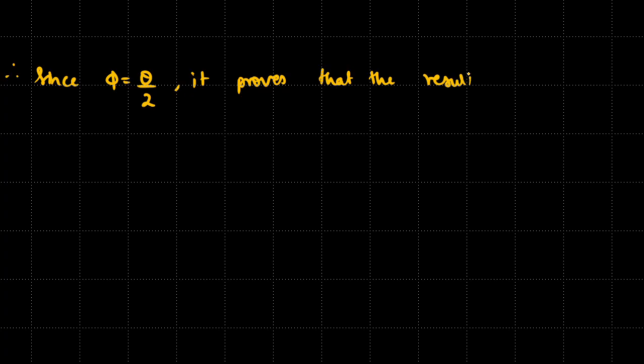So let's write the conclusion. Since phi equals theta by 2, it proves that the resultant divides the angle equally.